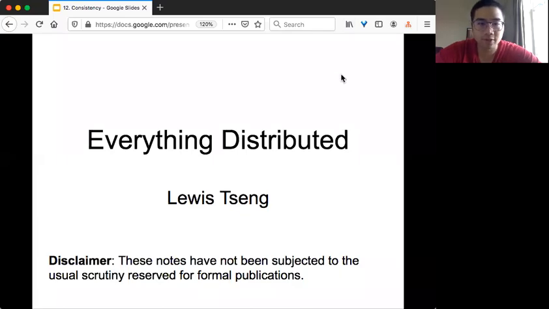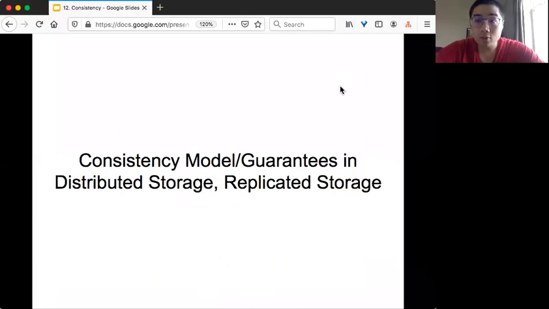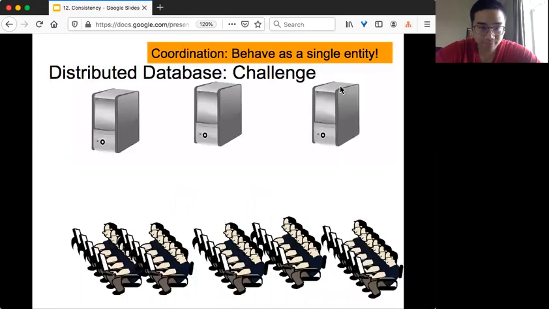Welcome to Everything Distributed. Today we are going to talk about consistency models or guarantees in distributed storage.